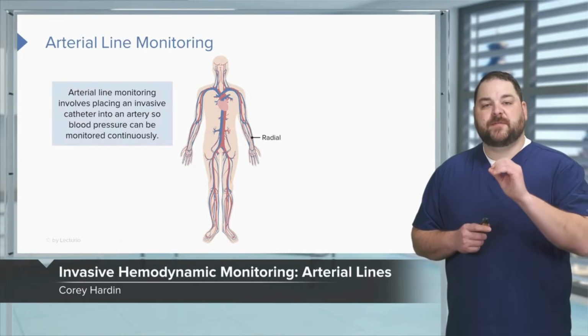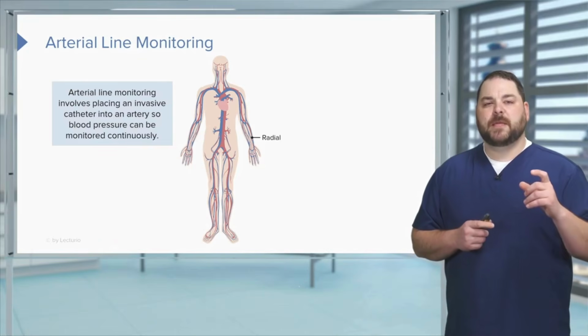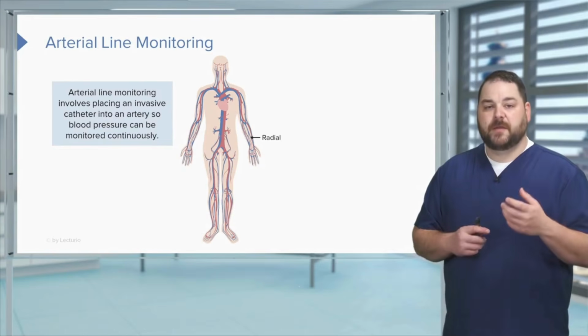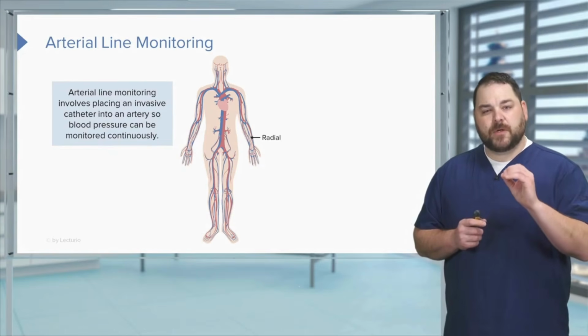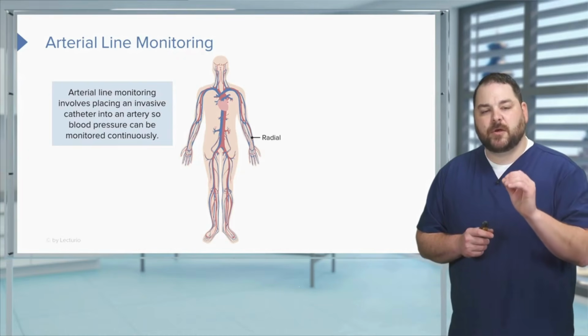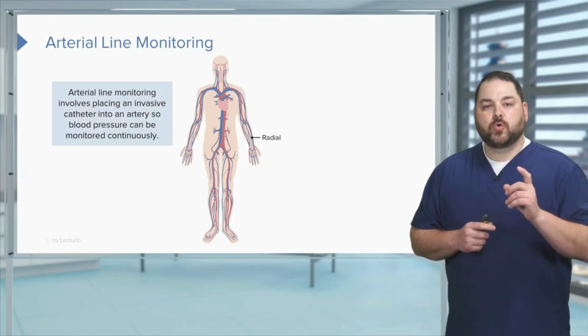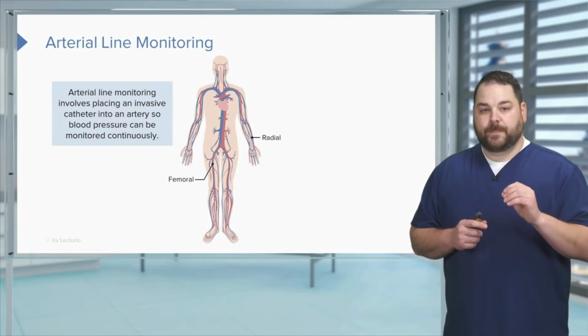Let's get started. The first thing we're going to cover in our invasive hemodynamic monitoring is arterial lines. Typically, when we get blood pressure, we get static blood pressures from a blood pressure cuff, either on the arm or on the leg. But sometimes patients are critical and we need to have a continuous blood pressure. We do this by an arterial line that's placed directly into the artery. Usually we place it in the radial artery or the femoral artery.